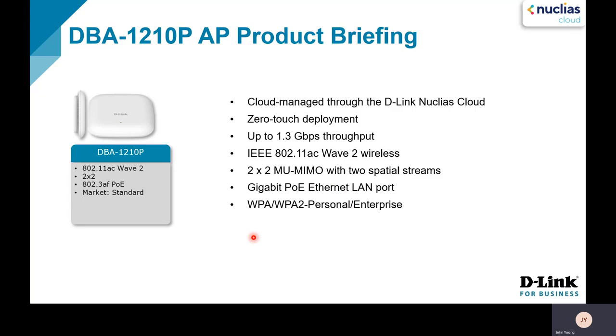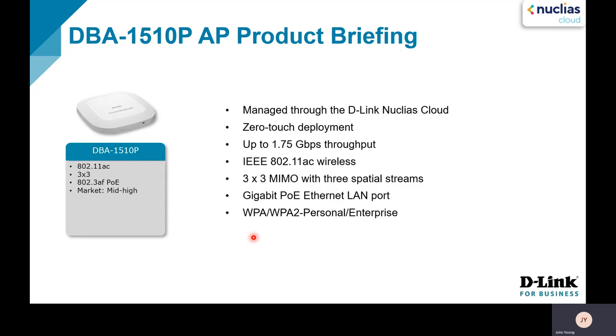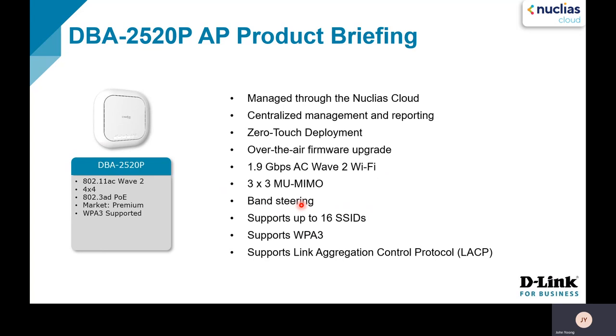Supports WPA, WPA2. Next we have the DBA1510, the wireless up to 1.75 gig, 3x3. Same thing, comes with a PoE gigabit port. Then we have the better one, the 2520P, 3x3 MU-MIMO, 1.9 gig for wireless Wave 2. Supports up to 16 SSIDs, supports WPA3, and mostly, comes with LACP. What is this? This one will be able to combine two LAN ports together to enhance the overall speed.